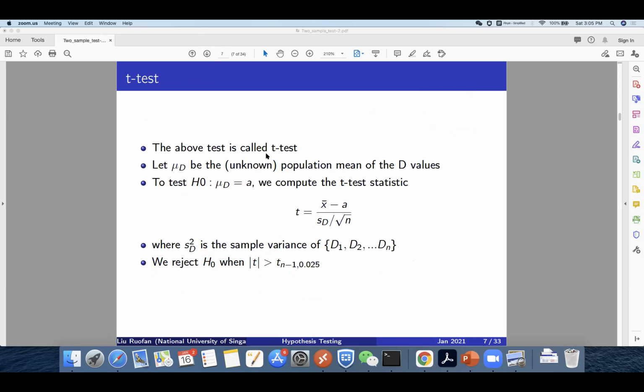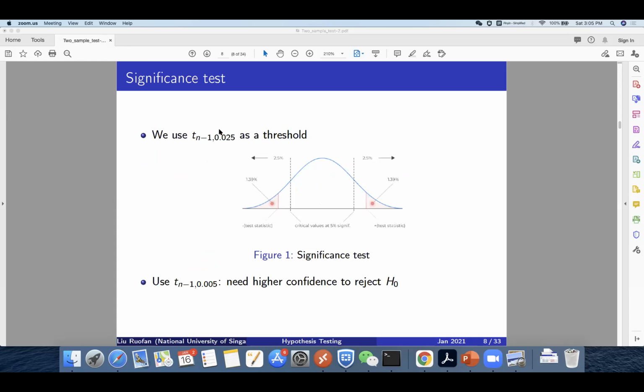So the above test is called the t-test. In fact, a more general case is when we test mu equal to a specific number a. In the previous example, a is equal to 1.6, but actually it can be any number we want to test. And then we reject H null if the absolute value of t is larger than some quantile. This quantile is called the critical value.